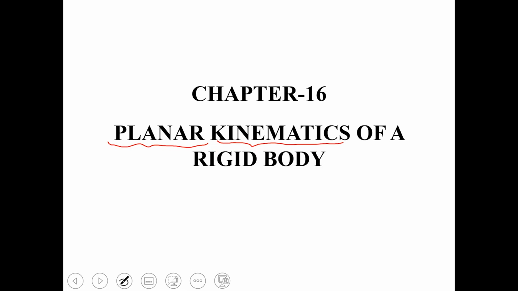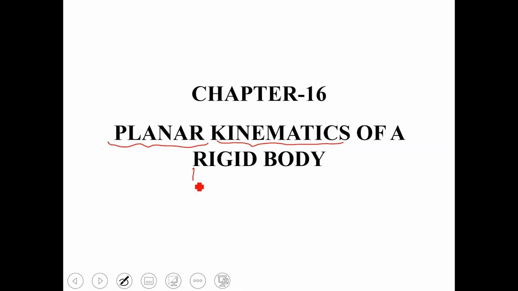What does kinematics mean? You have read a complete chapter on kinematics. Can anyone volunteer to define kinematics? So the study of motion without the study of forces that cause it. That's correct. So the study of motion without regard to the forces that are acting is basically termed as kinematics.